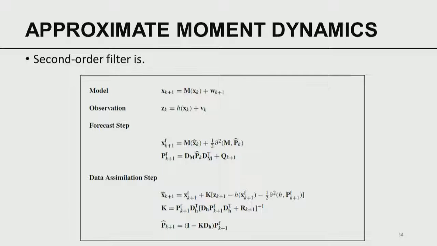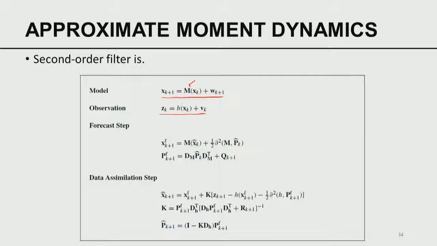So with this, I'm now going to summarize. This is the final summary of all the things we have done so far. I'm going to give you the expression for the second order filter. The second order filter is given in a form that you can right away program. So this is the model equation. This is the observation.